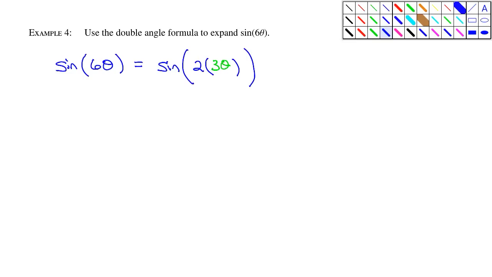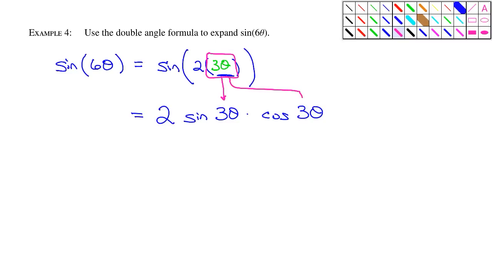So now 3 theta is going to be used in the double angle formula. So that means the expansion is 2 times the sine of 3 theta times the cosine of 3 theta. So this is very positional. The 3 theta was what is being doubled, so it goes in the angle argument here for sine and cosine.